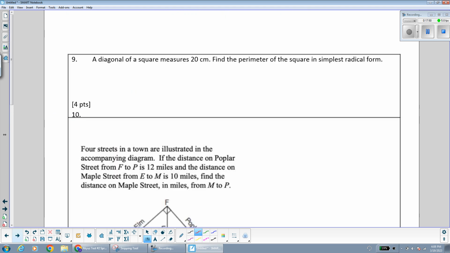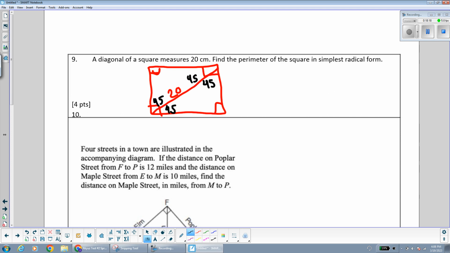Okay, we have the diagonal of a square. So here's my square, and the diagonal is 20 centimeters. And remember, squares have all 90-degree angles, but even more than that, a square is also a rhombus. So the diagonals bisect the angles. So 90 cut in half is 45. So we have 45, 45, 90 triangles here.